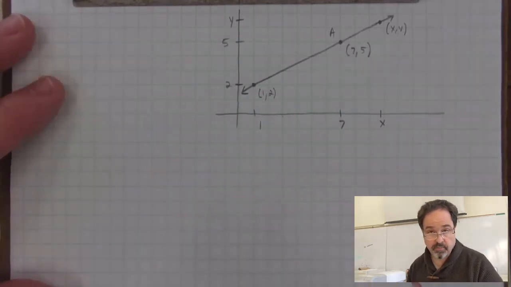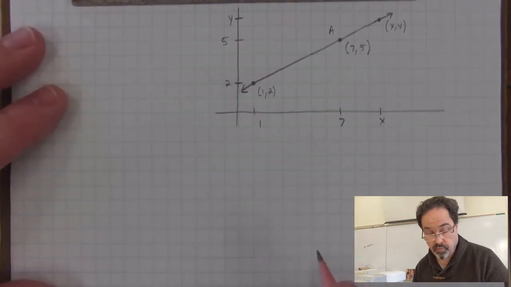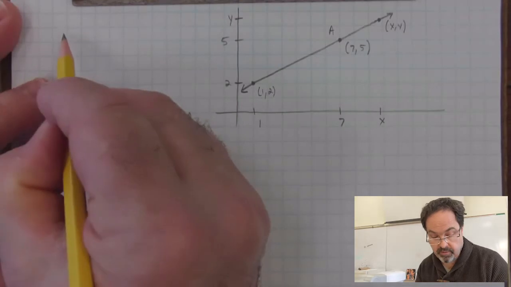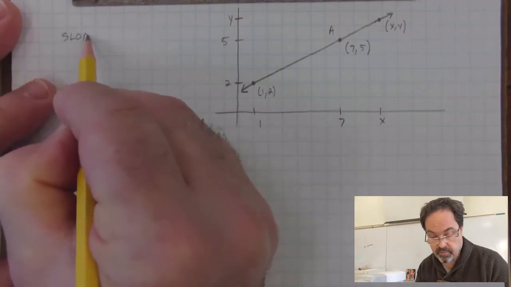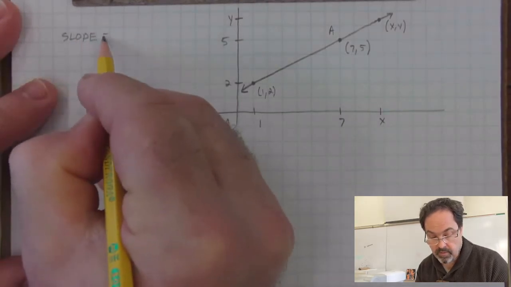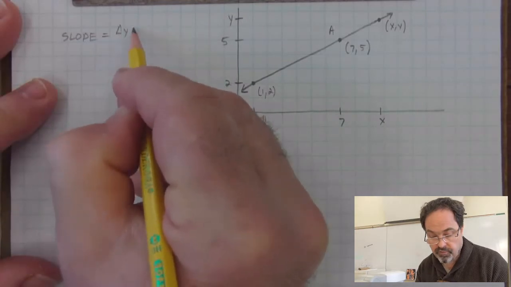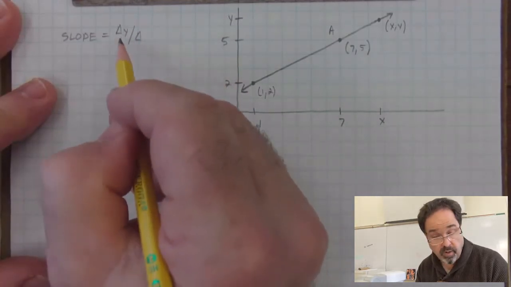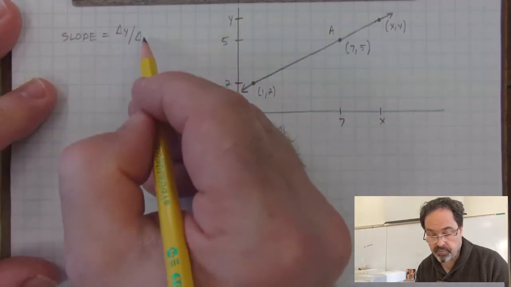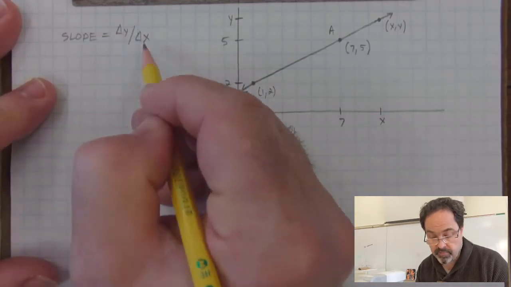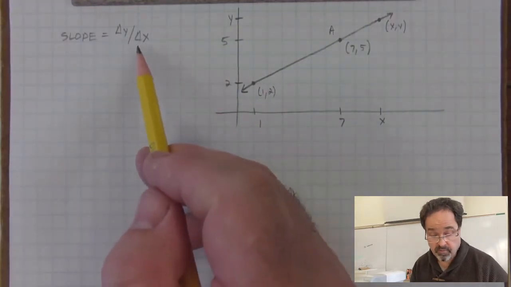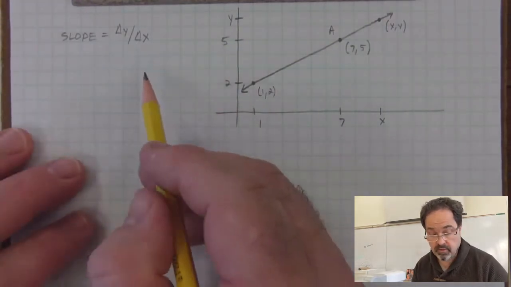Lines have slope. Slope is an important feature of a line. A line's slope can be calculated as a rise or change in y divided by a run or change in x. The rise is change in y, and we divide by the run, change in x. This symbol is delta that represents the concept of change in.